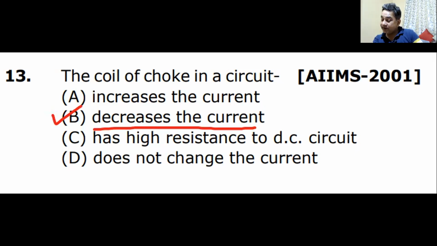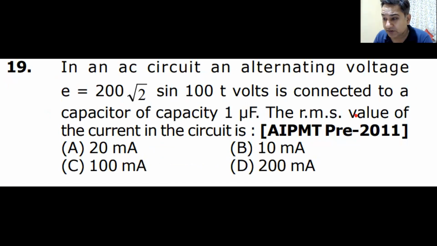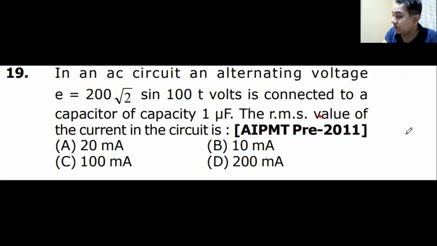So remember these points. As I told you, most of the questions that you will find are simple, straightforward ones based on knowledge. Or if a numerical comes, as you can see, the numerical is very simple. This is the numerical that comes. This is NEET 2011. In an AC circuit, an alternating voltage of E is equal to 200 root 2 sine 100t is connected to a capacitor of capacity 1 microfarad. What is the RMS value of current?